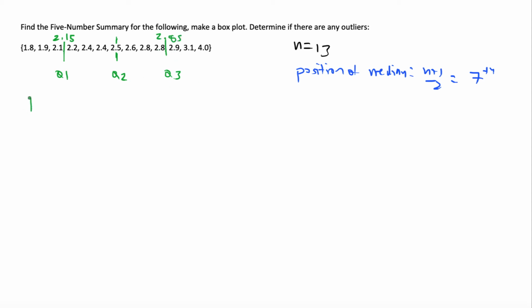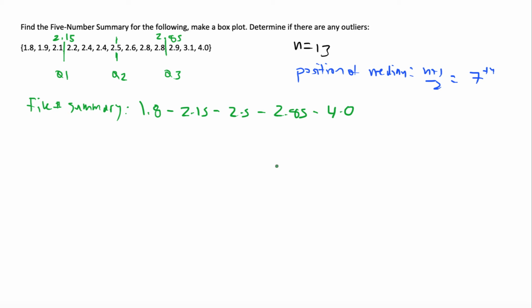So then our 5-number summary here is complete. We've determined all 5 numbers. We got the low value, we have Q1, we have Q2, we have Q3, and we have the high value.